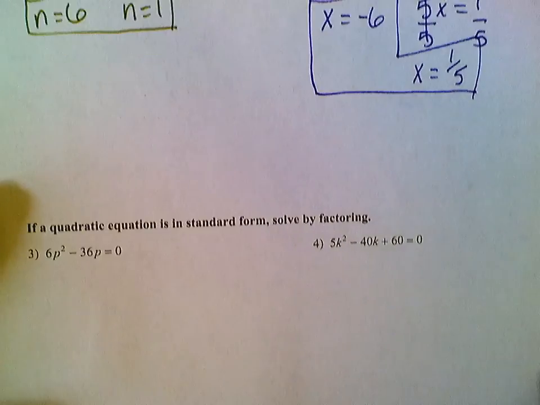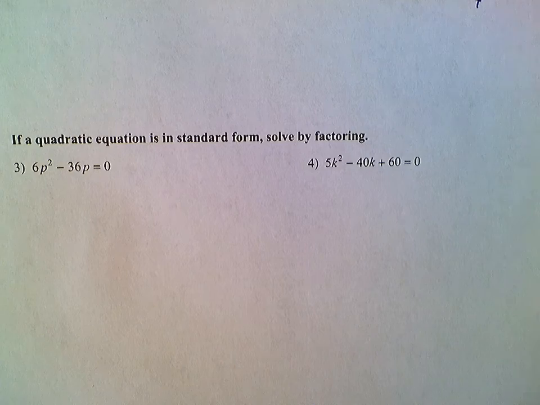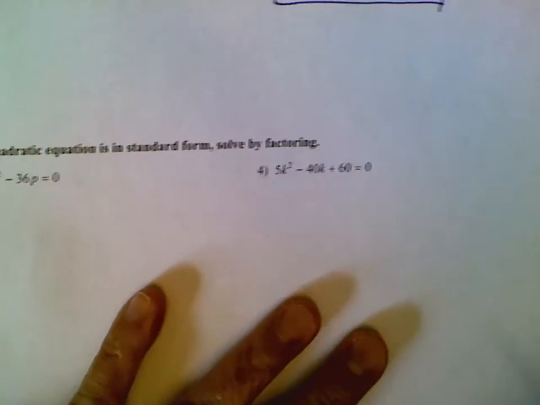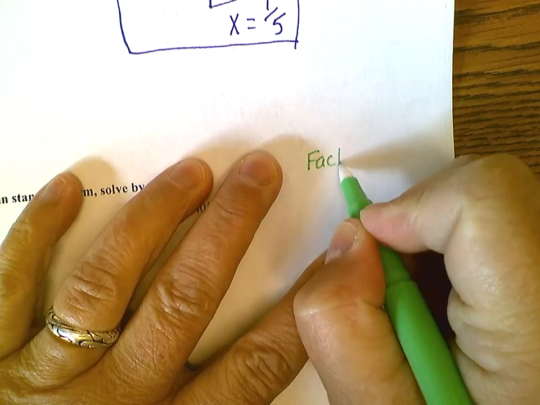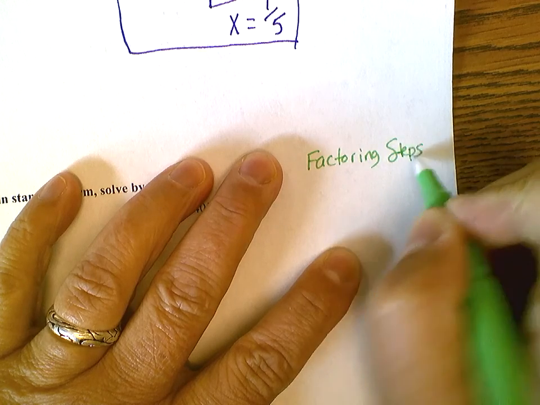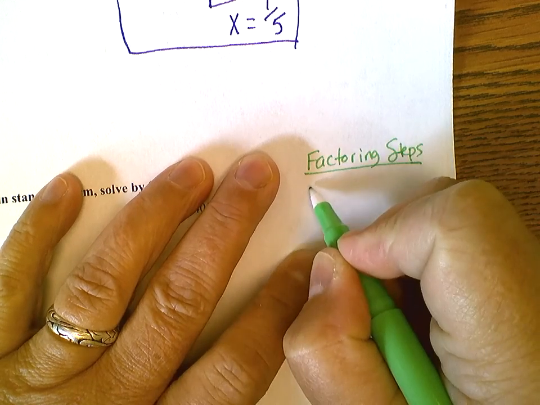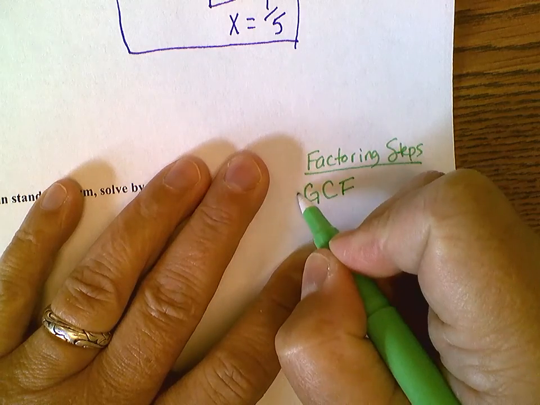Now, if we have them written in standard form, we are going to want to factor in order to solve these. So for factoring steps, the first thing we always want to look for is a greatest common factor.